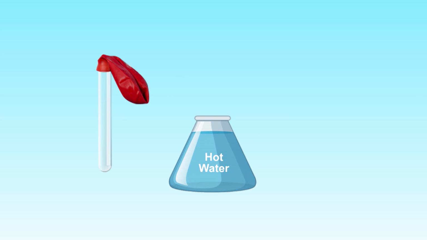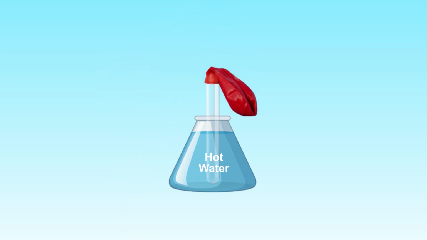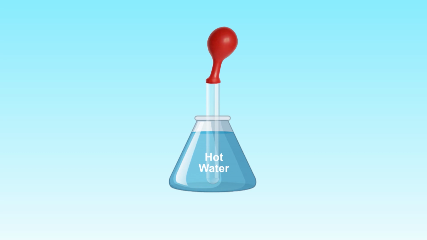Take a boiling tube, stretch a balloon tightly over the neck of the tube, pour some hot water in a beaker, insert the boiling tube with the balloon in the hot water. Observe for 2 to 3 minutes for any change in the shape of the balloon.